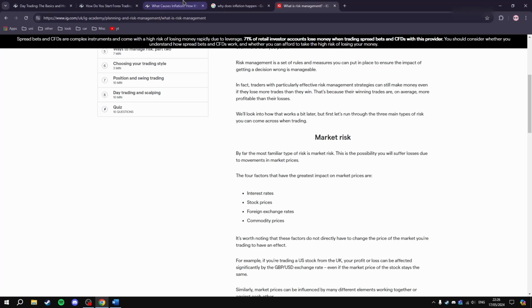In fact, traders with particularly effective risk management strategies can still make money even if they lose more trades than they win. That's because their winning trades are, on average, more profitable than their losses. We'll look into how that works a bit later, but first, let's run through the three main types of risk you can come across when trading.